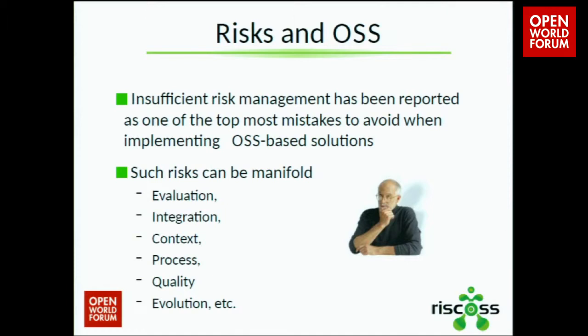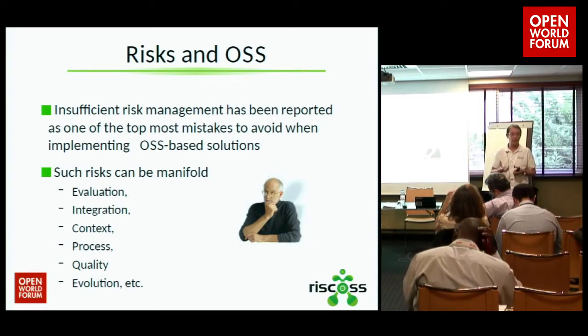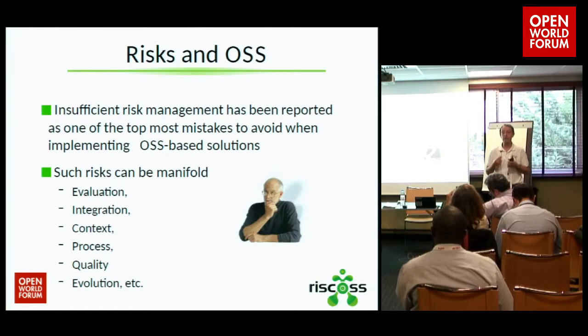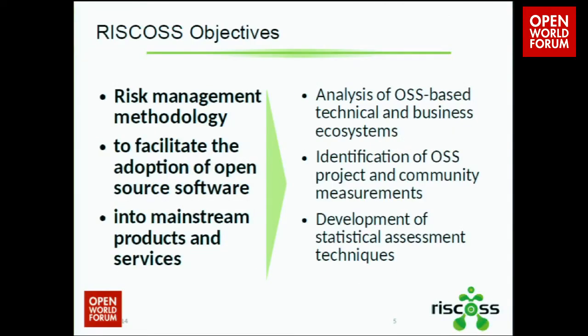And in fact, looking for components, we have different criteria to find them, and there are different issues with finding components. One of the issues is in terms of quality, in terms of whether it fits your requirements or not, but the one that we are addressing with RISCOSS is the issue of risks. The idea is that there is some risk associated with the act of selecting a component to integrate into an application, into a solution. So this is what we try to do.